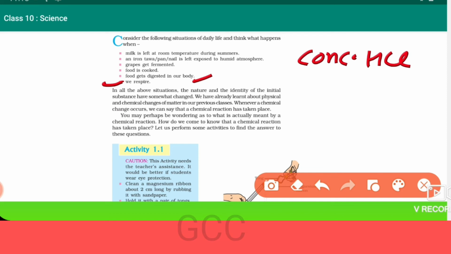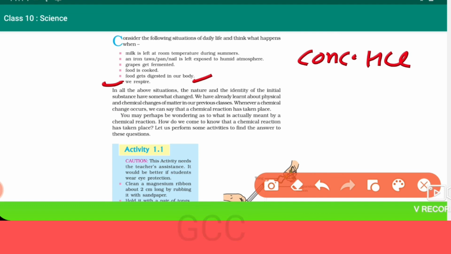We are inhaling the oxygen and exhaling the carbon dioxide. So that is also a chemical reaction. So the above situations we have studied are daily life examples. What they told, the nature and the identity of the initial substance have somewhat changed.